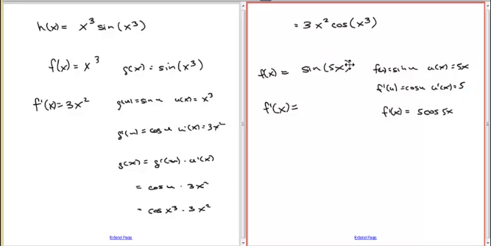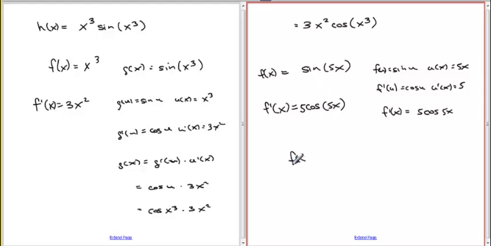We do this enough that you really shouldn't have to go through this long procedure. If you have a trig function, you take the derivative of whatever the trig function is, keep the argument the same, and multiply by whatever the derivative is of what's inside. So you get 5, which is the derivative of 5x. Take the derivative of the trig function.